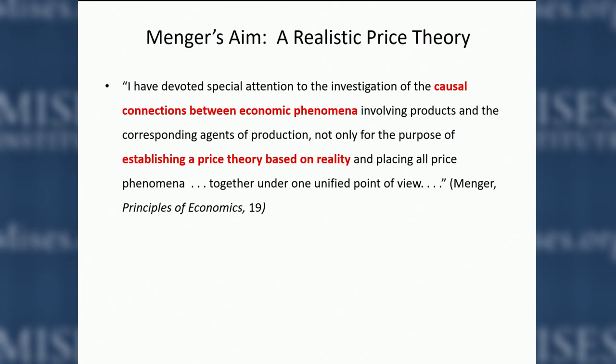Menger was a journalist before he became an economist, and he used to write about the commodity markets, the stock markets, and so on. And he noticed that prices changed every minute. Prices didn't just change when the cost of production changed. The price of a given stock or commodity could be different today than it was yesterday, or even now than it was 5 minutes ago. So Menger said, this can't be a realistic price theory that doesn't take into account that prices are continually changing.